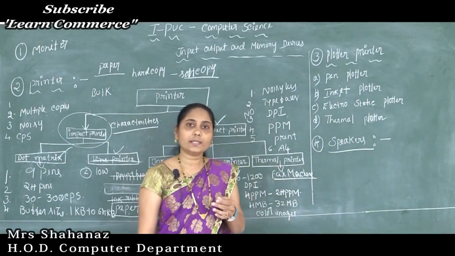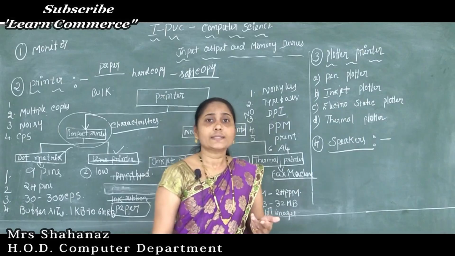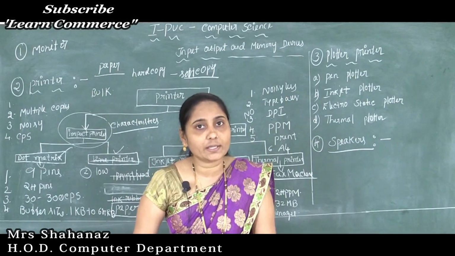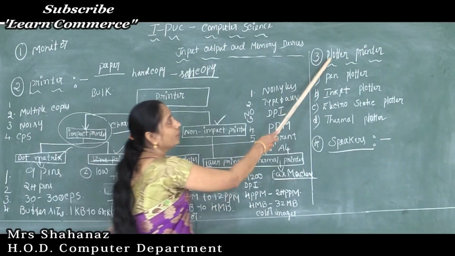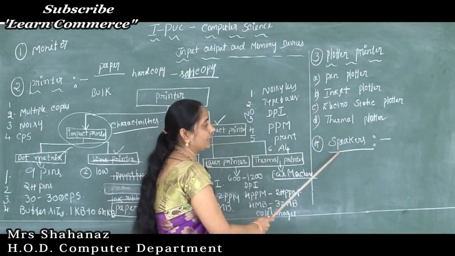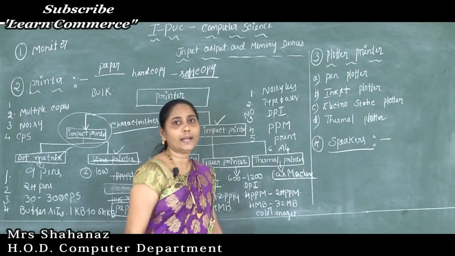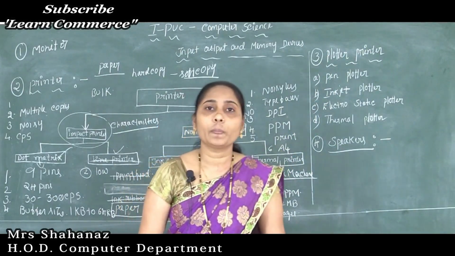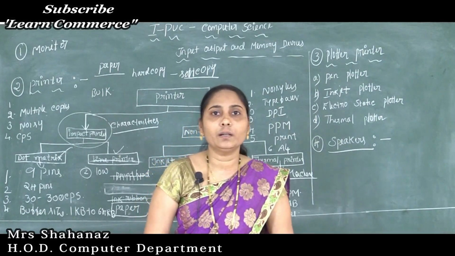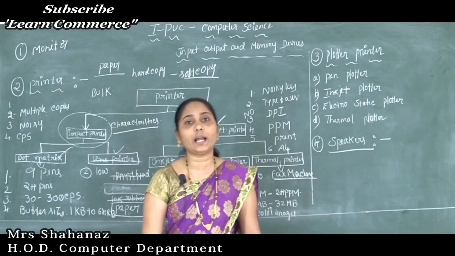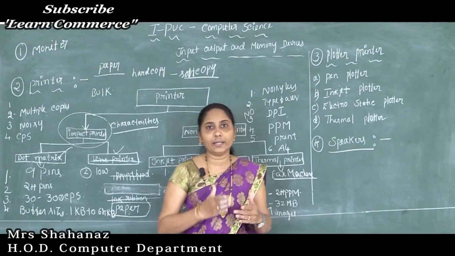In today's class we are going to complete some other output devices. The other output devices are the plotter, printer and the speakers. So the plotter printer is also a special kind of output device.